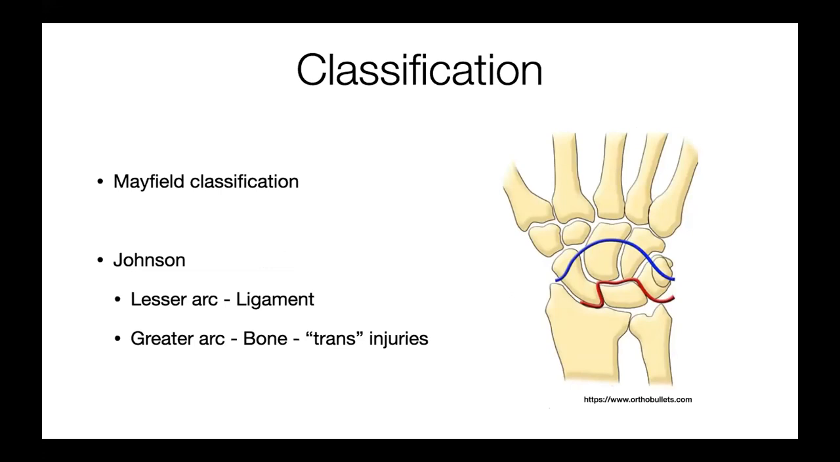So if you have a trans-scaphoid perilunate, it means that the fracture is in the scaphoid. You can have transradial trans-scaphoid injuries, meaning that both the radius and the scaphoid are broken.